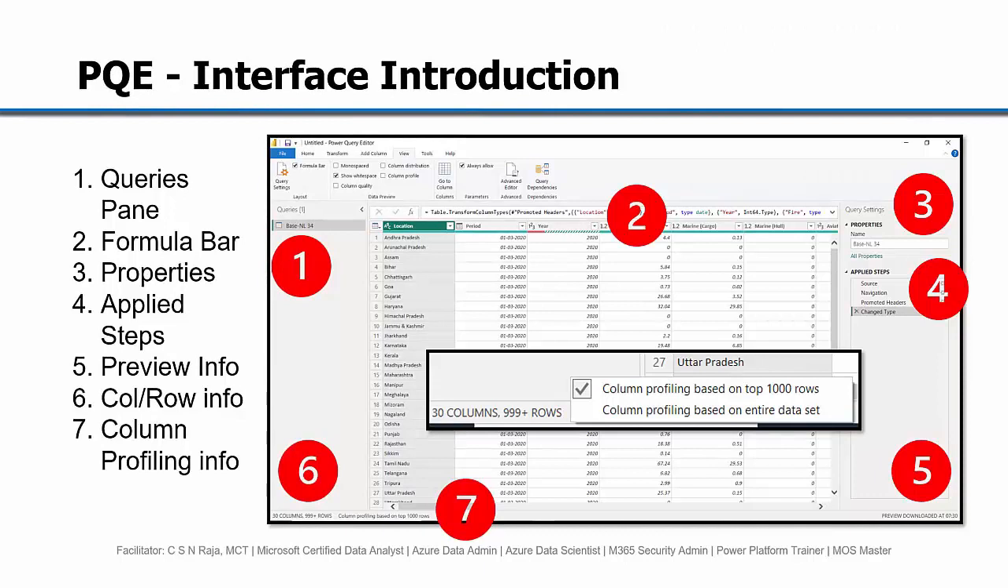If you want me to speak about the interface, there are 7 places I am interested. My queries pane in the left, the formula bar, the properties pane, the applied steps, preview information, column row information, and the column profiling information. We will talk about all these elements a little later.